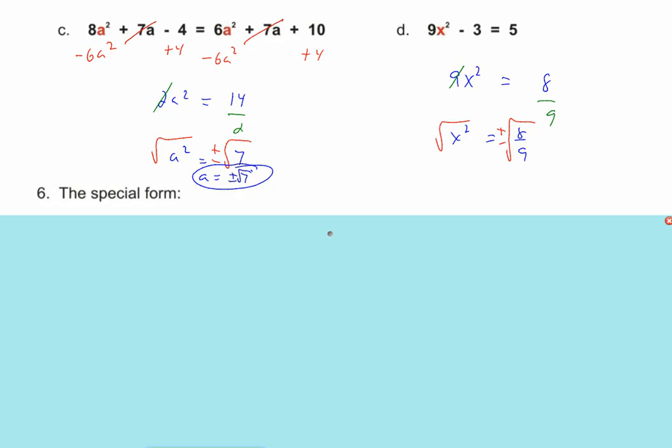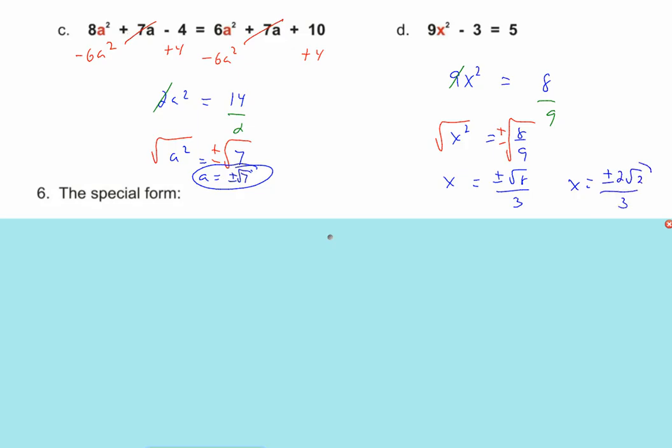Are you done? Did you finish it, I hope? Bottom's easy, right? So right now you're at this point: plus or minus the square root of 8 over 3. Did you simplify the square root of 8? Always got to look to simplify radicals, right? Kind of out of room, I'll go to the right here. So you should have ended up with x equals plus or minus 2 times the square root of 2 over 3.